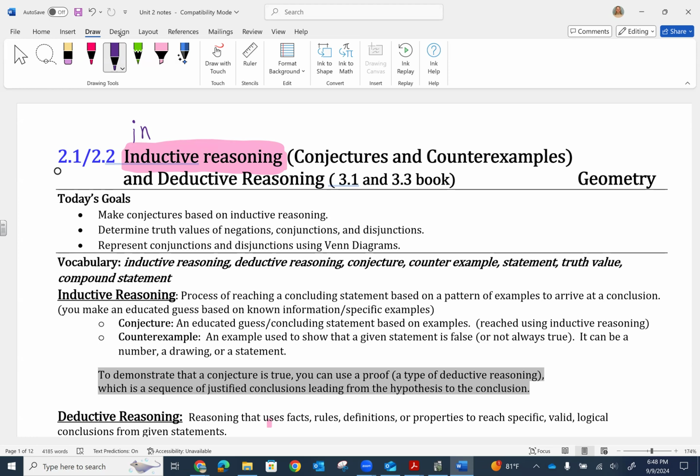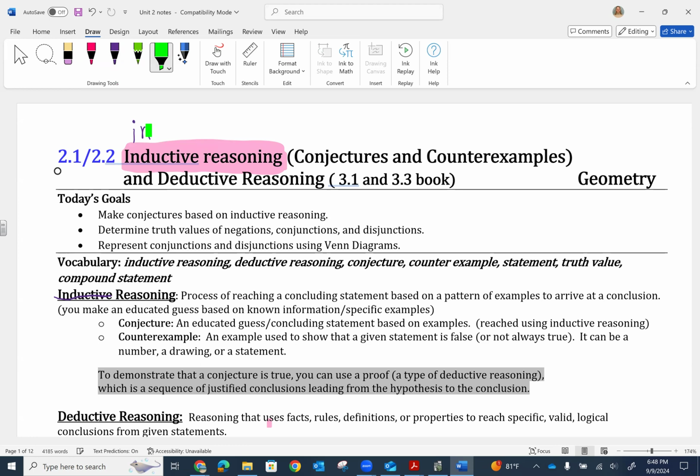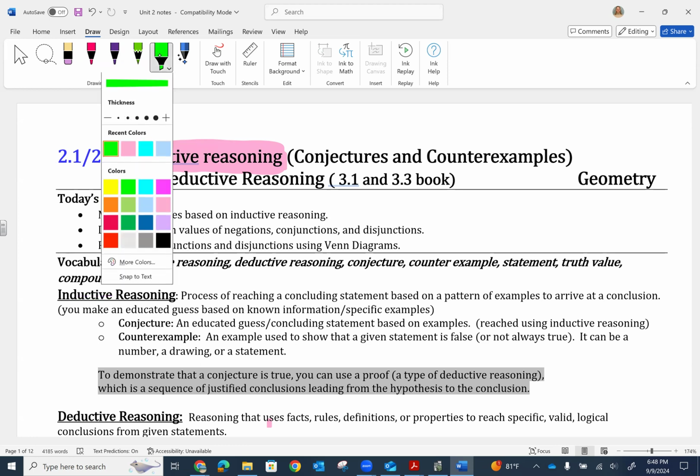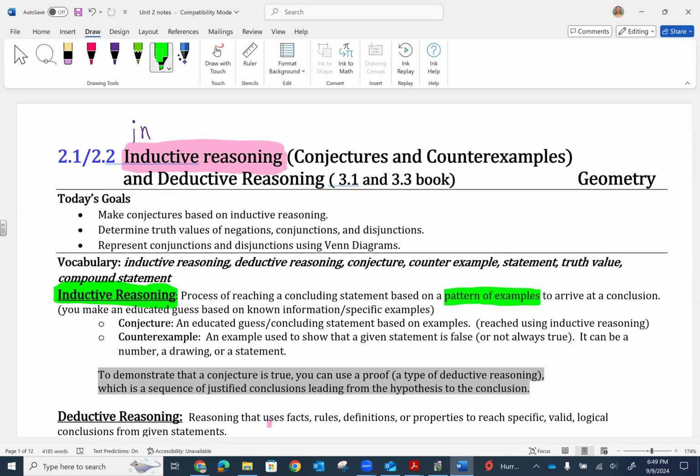Let's talk about this just a smidge. I'm going to use a highlighter instead of just a pen. Inductive reasoning is the process of reaching a concluding statement based on a pattern of examples. If you walk around Olathe South and look at people, you might notice that most of the people are nice, and you generalize about what you see. A lot of times we look at numbers and notice that the trend is increasing. You take some specific examples and generalize to see if you can make a concluding statement based on that.